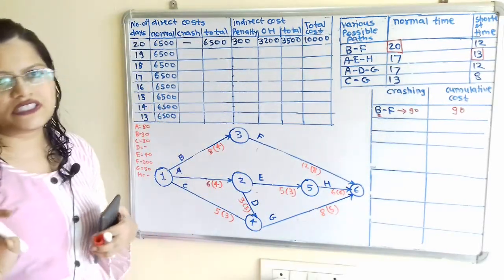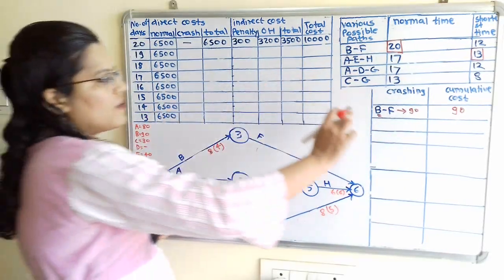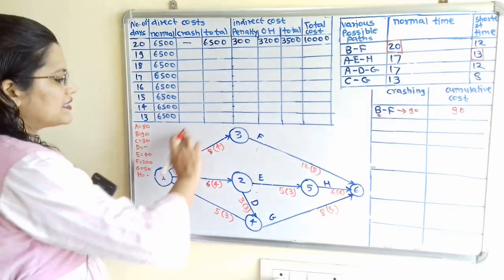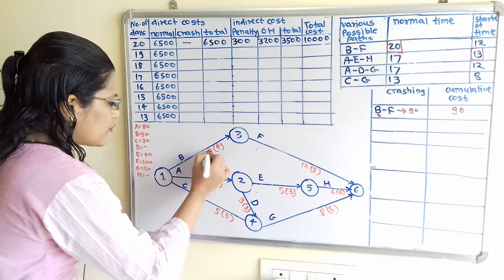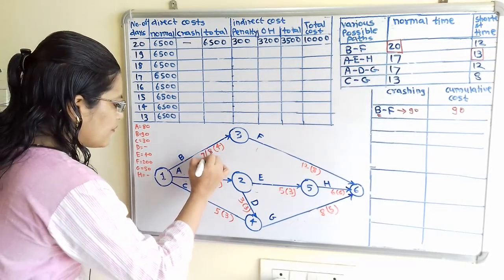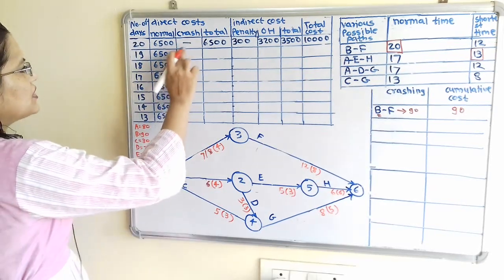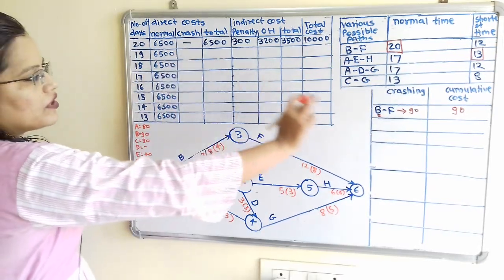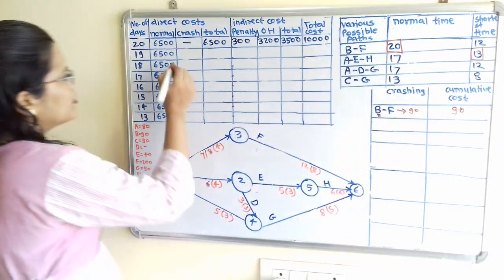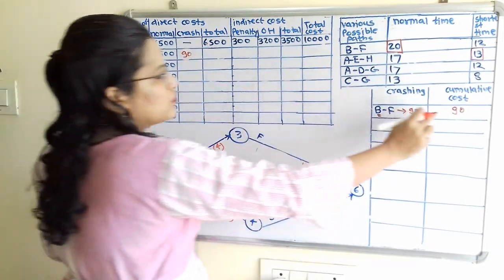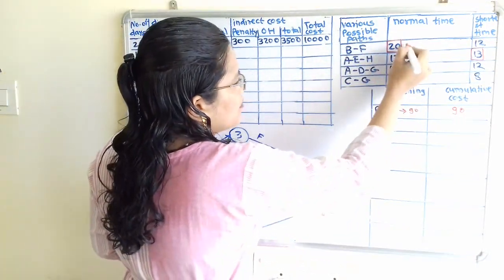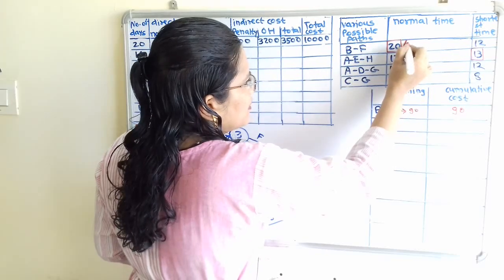Now there are four changes that we have to make. First change in this table, we have to take this 90. Second change in this diagram, we have to reduce the normal time for activity B from 8 to 7. Third change in this table, we have to write here the crash cost, that is 90. From this column we have to select the cost. And fourth change for this table, the normal time is getting reduced from 20 to 19.